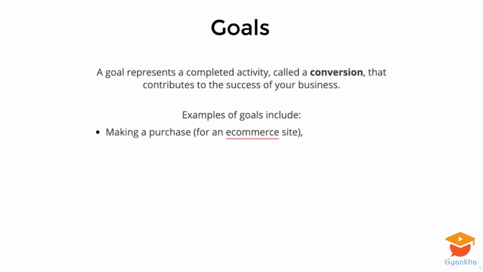So for example, making a purchase for an e-commerce site could be a specific activity that will really contribute to the success of that e-commerce business. Completing a game level is a specific activity that will contribute to the success of that mobile gaming app, because it shows that people are engaged, and potentially then you can get them to upgrade to the paid version or just continue to advertise to the users in the mobile gaming app.